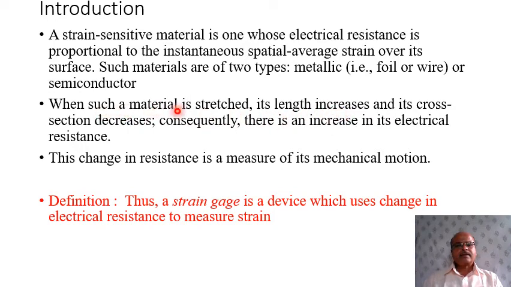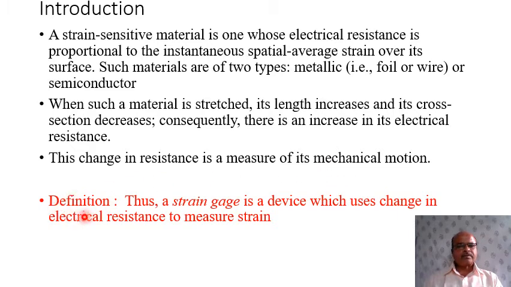When the material is stretched, its length increases and its cross section decreases. Consequently, there is an increase in its electrical resistance. This change in resistance is a measure of mechanical motion. So this strain gauge is basically used for finding mechanical motion.